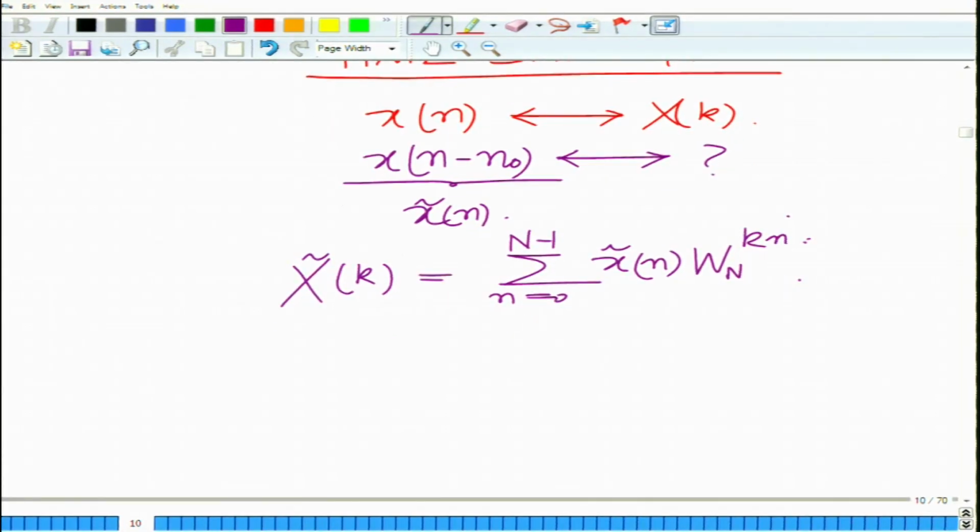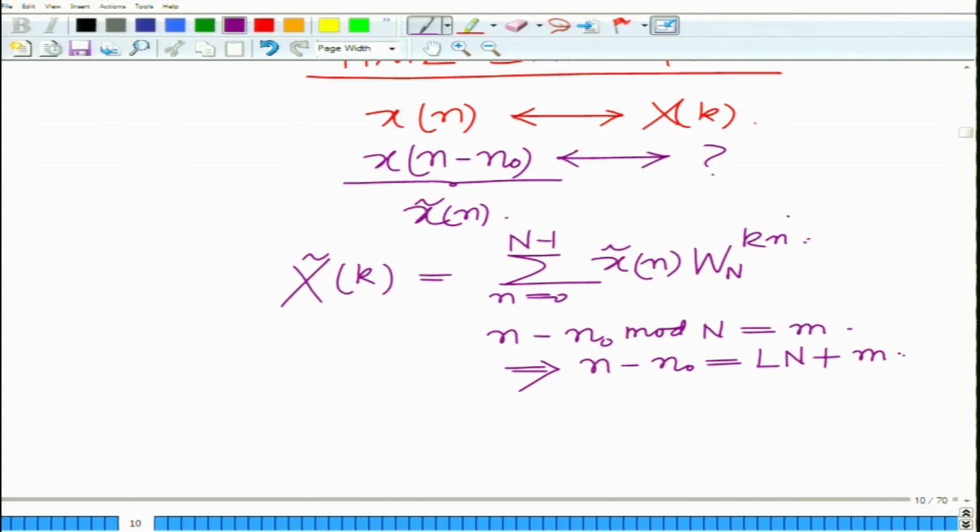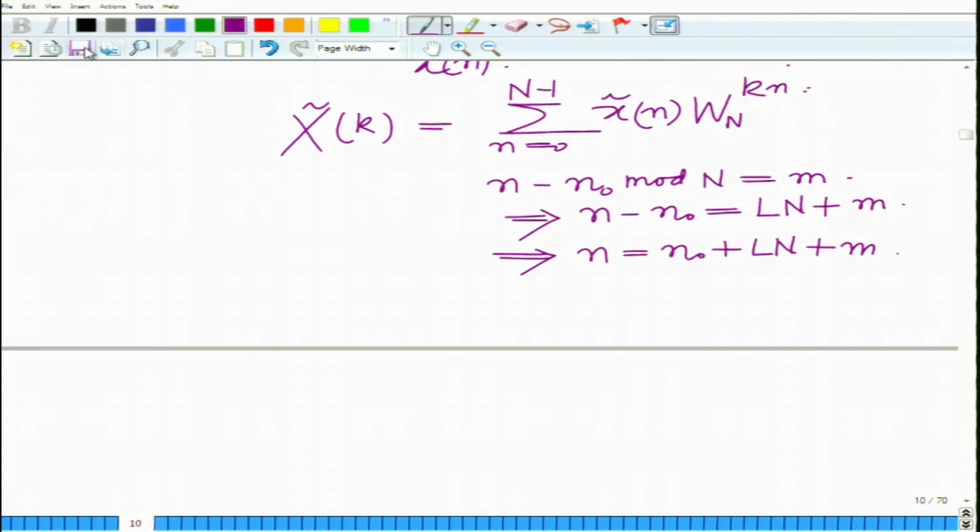Now, let (n − n0) mod N equal m. This implies n − n0 is some constant L times N plus m. So, n − n0 is some multiple of N plus m, which implies n equals n0 plus LN plus m.